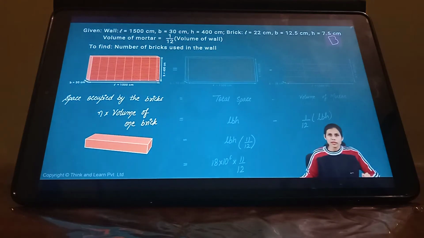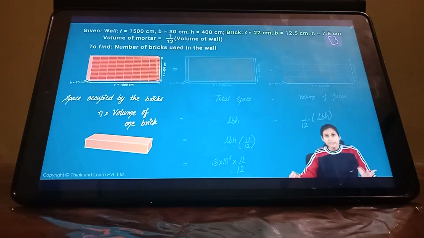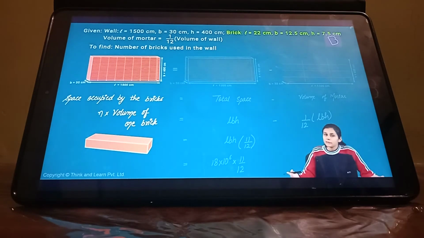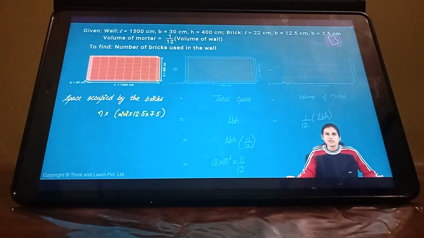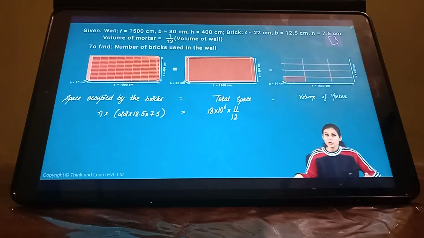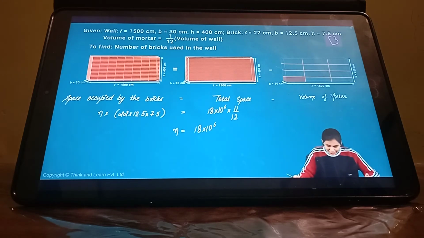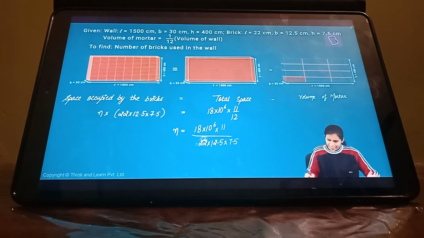What is volume of one brick? We have the length, breadth, height given in the question for one brick. Multiply them and you get its volume. So well, 22 into 12.5 into 7.5 will be the volume of one brick. Multiply that by n and this is your left hand side. So in this equation you have just the n unknown. So you can write n equals 18 into 10 to the power 6 into 11 by 12 whole upon 22 into 12.5 into 7.5. Let's perform this calculation.